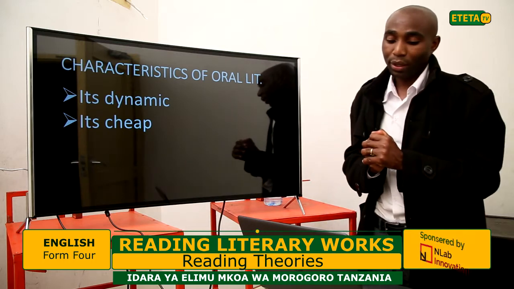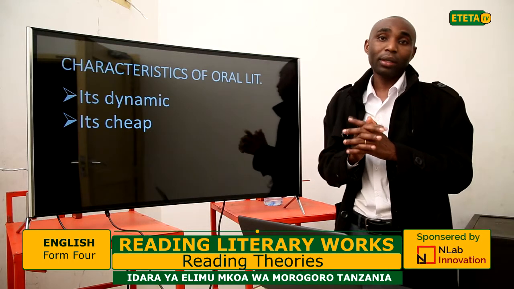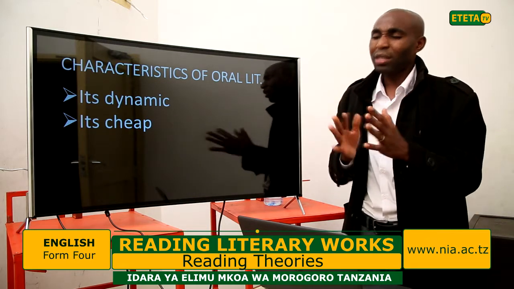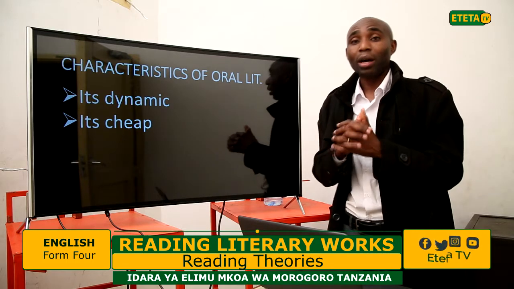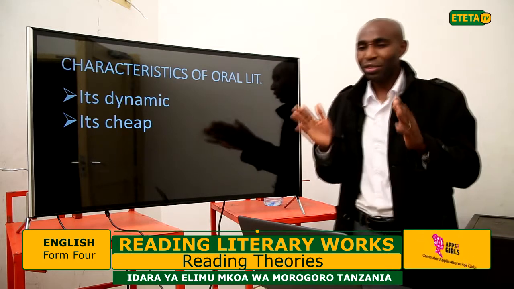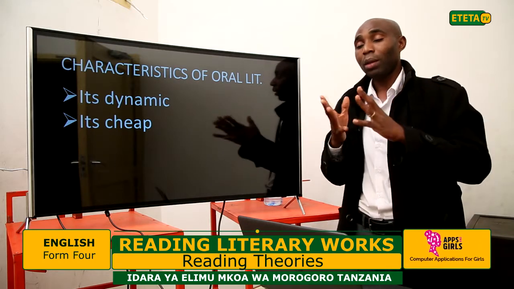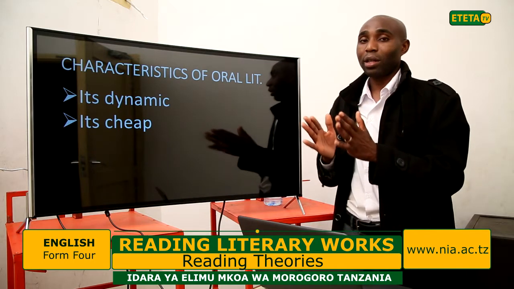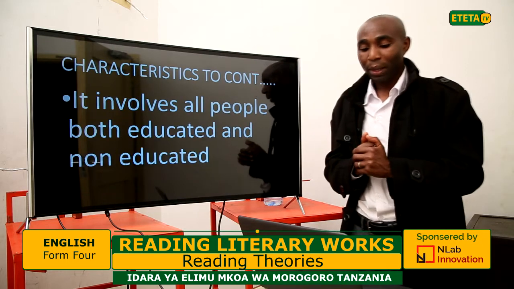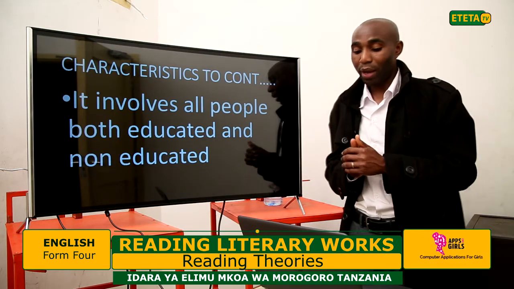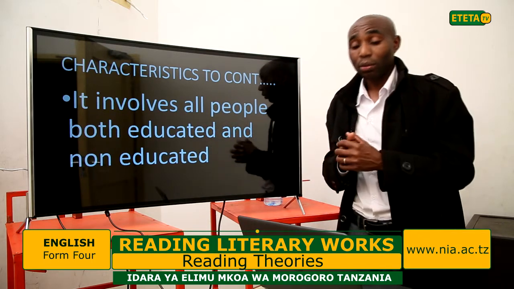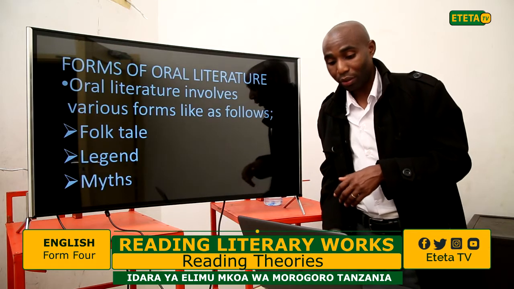Characteristics of oral literature. It is dynamic. It is changing daily. Number two, it is cheap. How is it cheap? Because it involves both the educated person and the non-educated person within a particular society. It involves all people, both the educated and non-educated, the older ones and the youth. That is called a characteristic of oral literature.